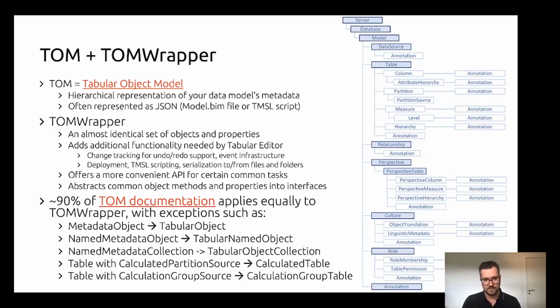So, for example, in the TOM, all objects derive from a MetadataObject or NamedMetadataObject if they are objects that have a name. In the TOM wrapper, it's slightly different. The base object is called TabularObject, and the base named object is called TabularNamedObject. So there are a few differences, but for all practical purposes, it's mostly the same, and you can use the TOM documentation for your scripting.